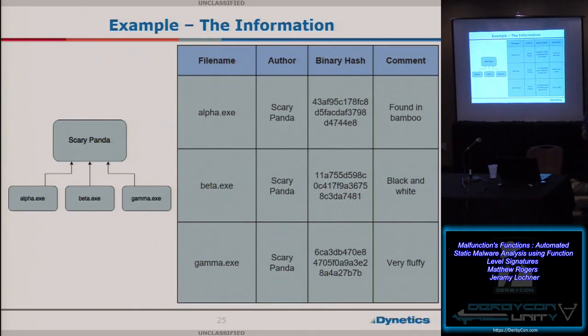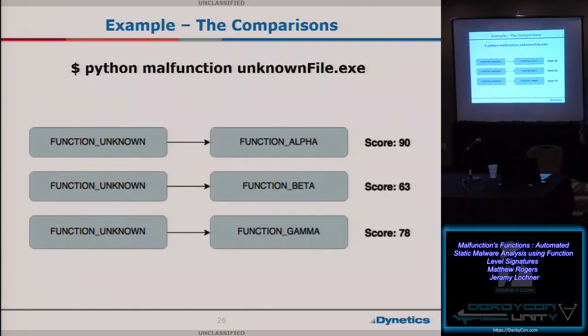So here we have one quick example. We have 3 executables called alpha, beta, and gamma.exe, and each of those has one function, also called alpha, beta, and gamma respectively. They're all written by the same person named Scary Panda. And here are their file names, authors, binary hashes, and some random comments that we came up with. Then we also have one more file called unknownfile.exe, and it also has one function. We want to analyze the unknown file, so we check the SSDeep score between the one function in the unknown file and each of the other functions, and we get their scores.